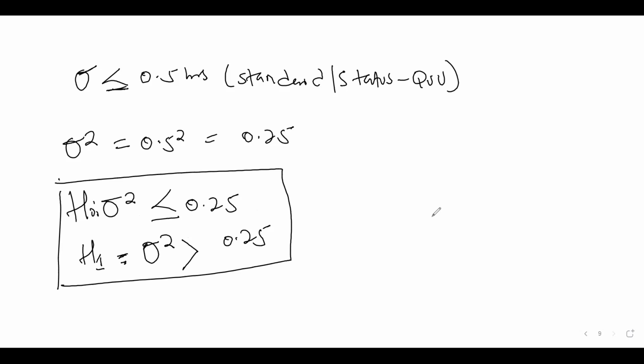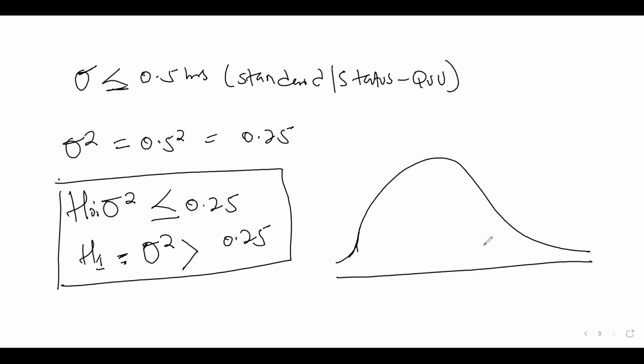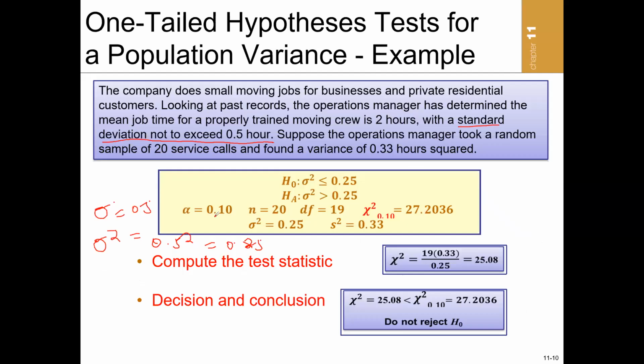Now, the chi-square curve does not really look like the normal distribution curve, all right? So this is the chi-square curve. Let's look at the question again. We are testing the hypothesis at an alpha of 10%, all right? An alpha of 10%, or a confidence level of 90%.